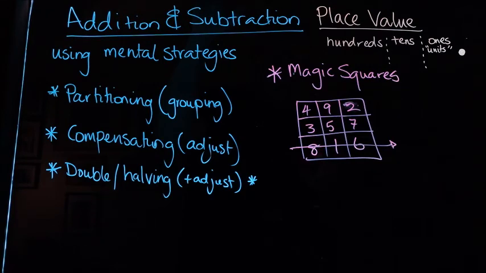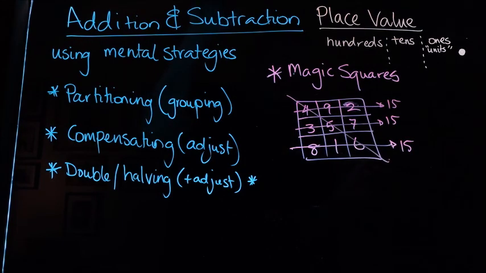So I'm looking here, 8 plus 1 is 9, plus 6 is 15, and all the rows, I'm thinking 3 plus 7 plus 5 is 15, 9 plus 2 is 11, plus 5 is 15, and even on the diagonals here we should get 15. I'm just double checking that I've got this right.